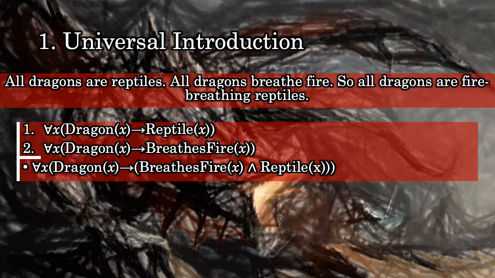So to prove this, we'd set up the problem as follows. We'd have a universal generalization: for all x, if x is a dragon, then x is a reptile. That's our first premise. Same thing for the second premise, except now all dragons breathe fire. And our conclusion is then for all x, if x is a dragon, then x both breathes fire and is a reptile. All dragons are fire-breathing reptiles.